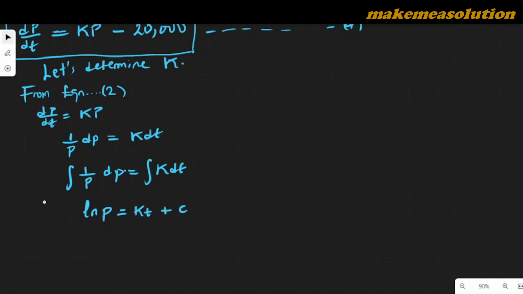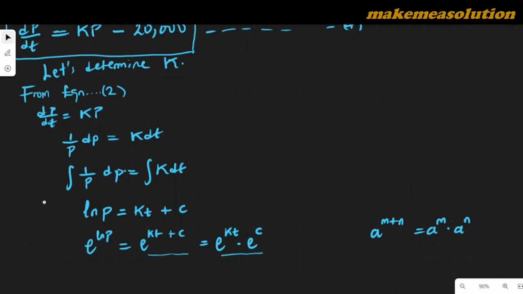Is that okay? Now if you take the exponential of both sides, you're going to get exponential ln p is equal to exponential kt plus c. Now let it be known to you that this right hand side is still exponential kt times exponential c. Remember, a^(m+n) is actually a^m times a^n. So that is why this side becomes like this from this side.